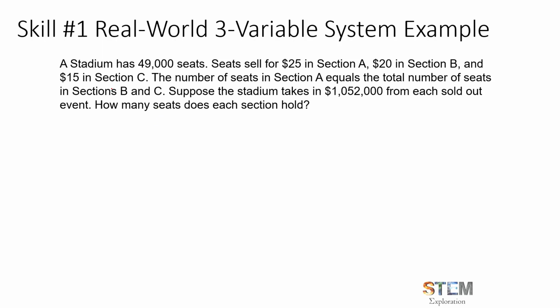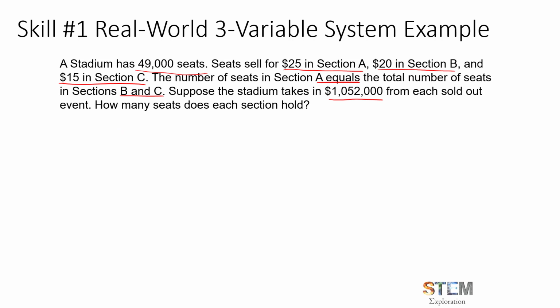Specifically, what I have here is a question that says a stadium has 49,000 seats. The seats sell for $25 in section A, $20 in section B, and $15 in section C. The number of seats in section A equals the total number of seats in sections B and C. Suppose that the stadium takes in $1,052,000 from each sold out event. How many seats does each section hold?